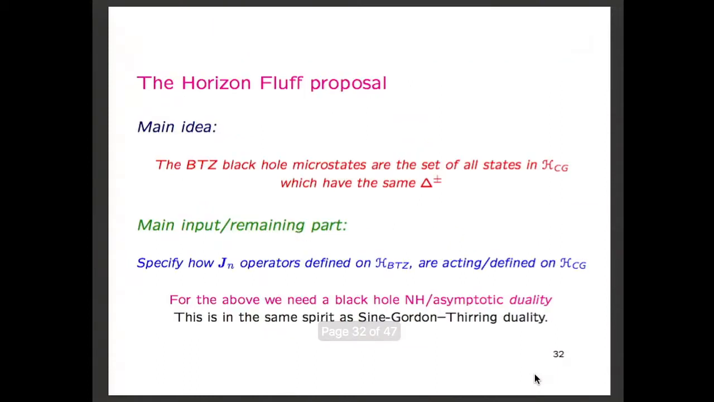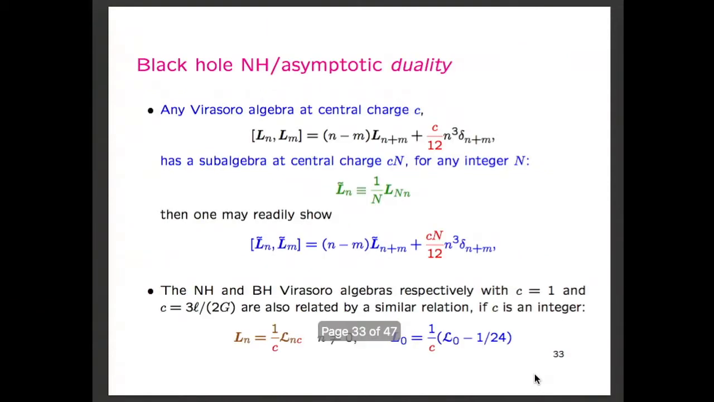Okay. Now, just to restate the idea, the BTZ black hole microstates are among the set of near horizon soft hairs and correspond to states which all have the same delta plus and delta minus, so the same mass and angular momentum for the BTZ black hole.